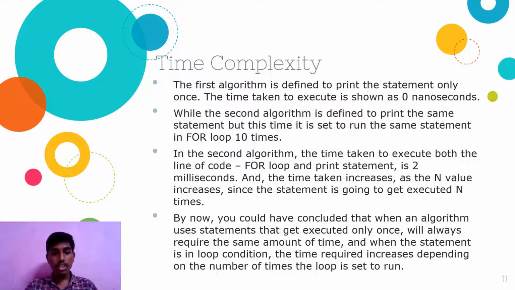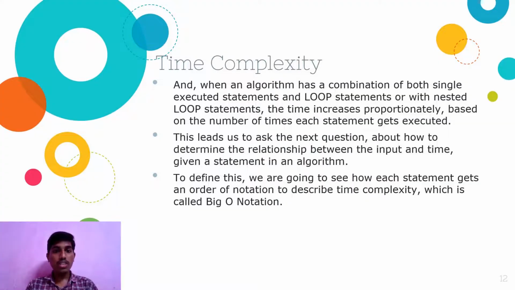By now you could have concluded that when an algorithm uses statements that get executed only once, it will require the same amount of time, and when the statement is in a loop condition, the time required increases depending on the number of times the loop is set to run. And when an algorithm has a combination of both singly executed statements and loop statements, or nested loop statements, the time increases proportionally based on the number of times each statement gets executed.